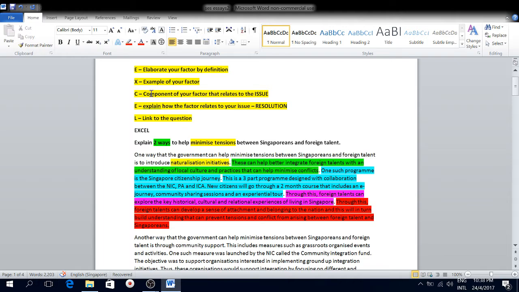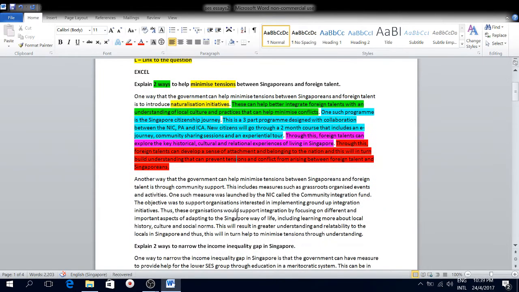Okay, then I need a key component of the factor, which is this: foreign talent can explore key historical, cultural, and relational experience. This is the part that helps you minimize tension. So then you explain how it minimizes tension. Through this, foreign talent develop a sense of attachment and belonging to the nation to build understanding. Okay, so that is a key paragraph. Let's look at the second paragraph.